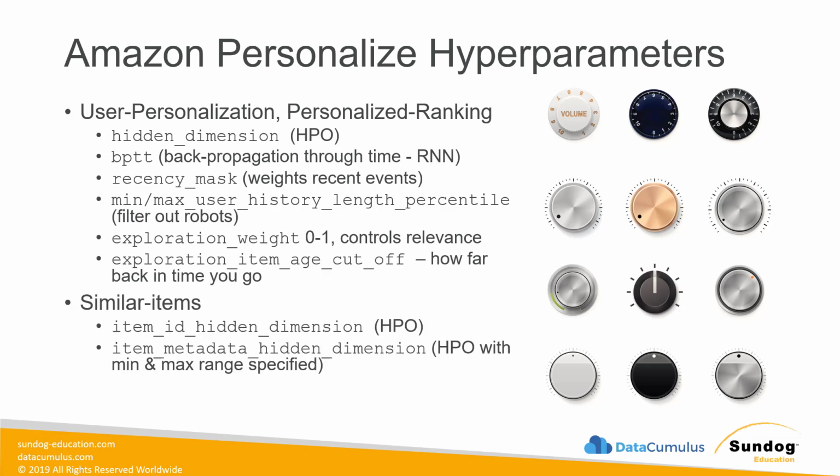And for the similar items recipe, there's a couple more. So there's item ID hidden dimension, just like the hidden dimension on user personalization and personalized ranking, that is automatically optimized for you. Also optimized for you is item metadata hidden dimension, and that's for the model making sense of the metadata that you provided for the items, the descriptions and whatnot. Again, that is automatically optimized for you as well with HPO, although you do need to provide it with a minimum and maximum range to work with.